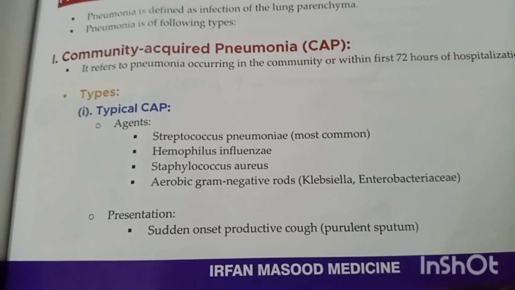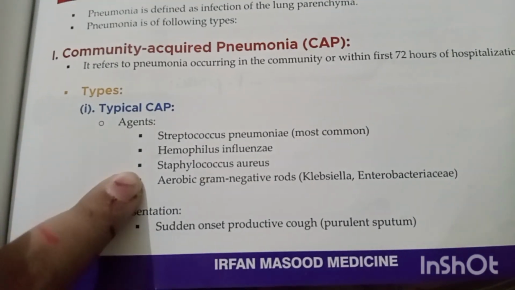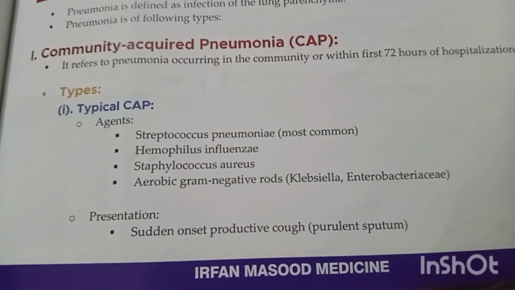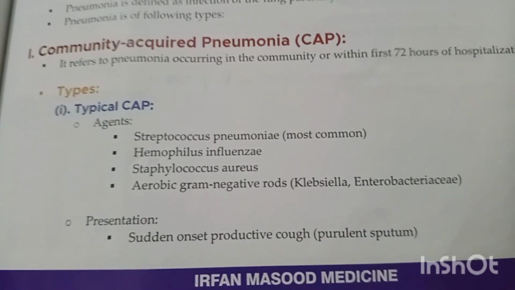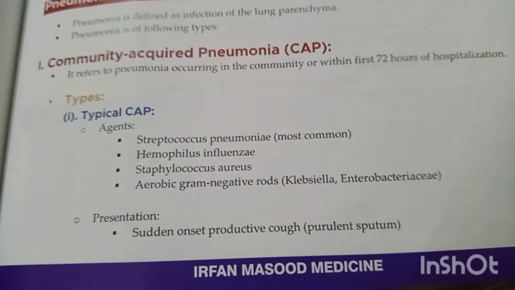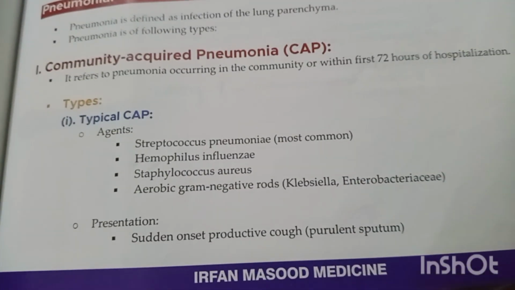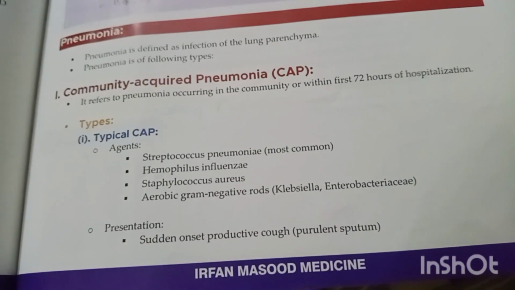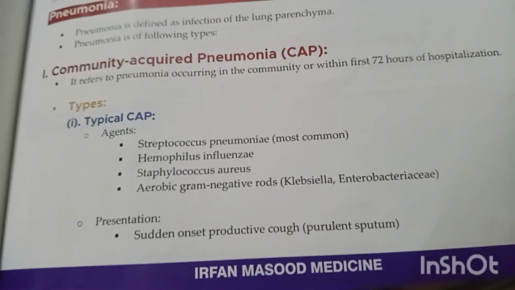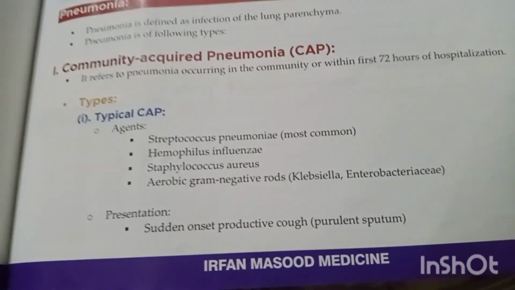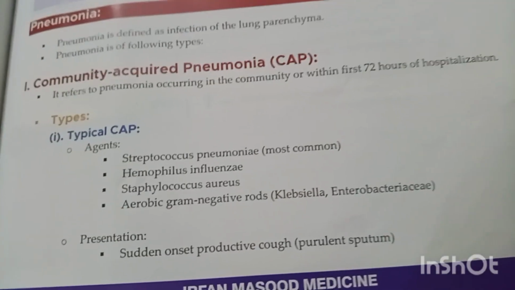Discussing it further, for community acquired pneumonia we have typical agents like Streptococcus pneumoniae, Haemophilus influenzae, Staph aureus, and Klebsiella and other Enterobacteriaceae. So what is the presentation? The patient presents to you with a productive cough, a mucopurulent cough. One thing I want you to remember here is that even if the patient has HIV or AIDS or a low CD4 count, but presents to you with a purulent, mucopurulent or productive cough, then we consider it pneumococcal pneumonia, not Pneumocystis jirovecii.